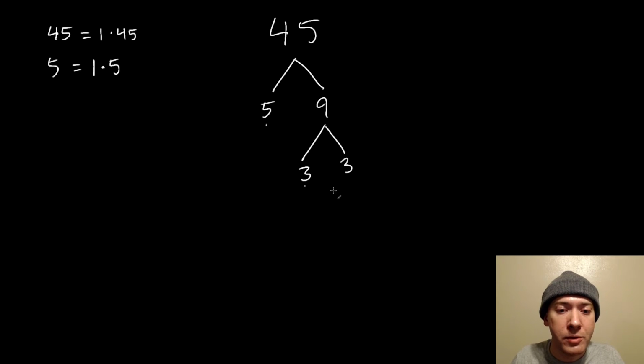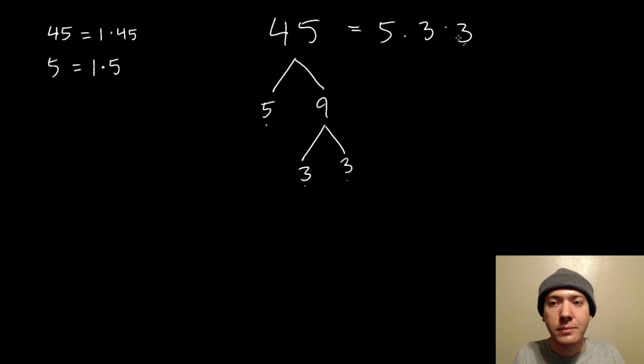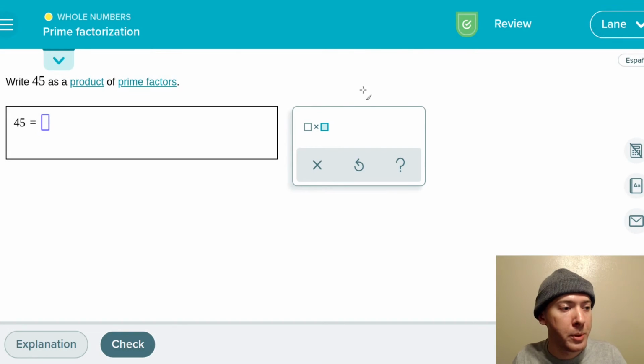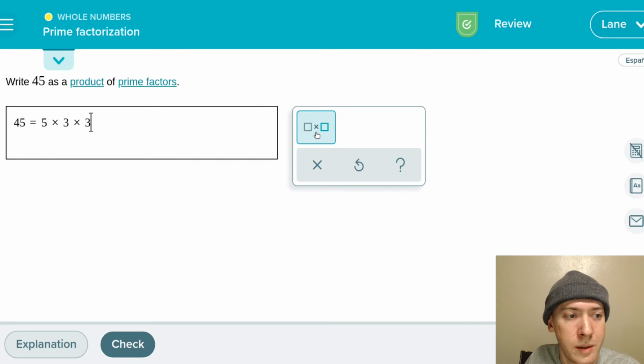Now, these two numbers down here are prime. There are no factors of 3 other than 1 and 3. So at this point, once we've got all prime numbers on the leaves of the tree, we're done. And 45 is equal to the product of these leaves, or 5 times 3 times 3. So let's go back to Alex and put in that answer. 45 is equal to 5 times 3 times 3.